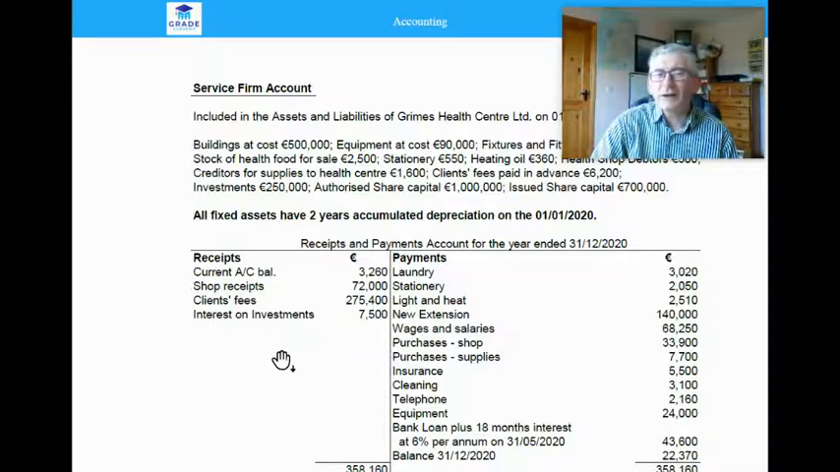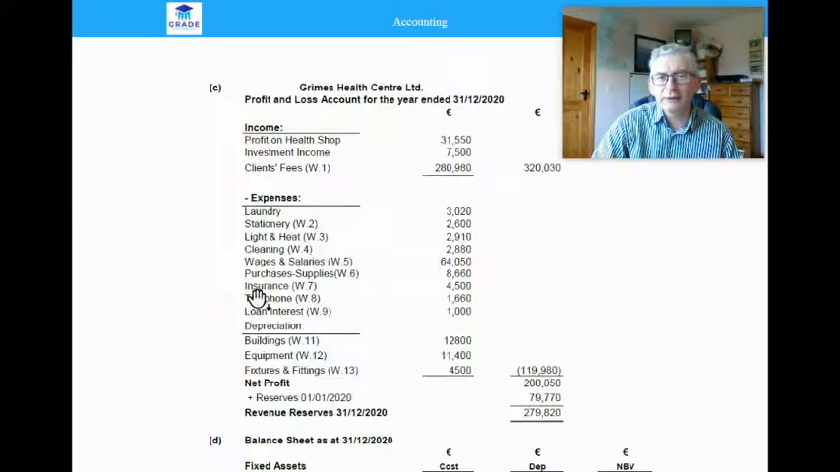Now, where will we find all the items that relate to income? Well, virtually all of them will be on the debit side of your receipts and payments account. It doesn't mean that all these items are actually incomes. It could be a loan or something like that, or it could be a grant, but this is where you would find income items.